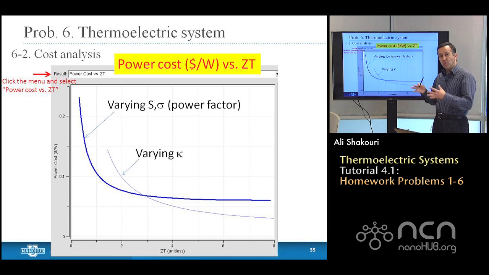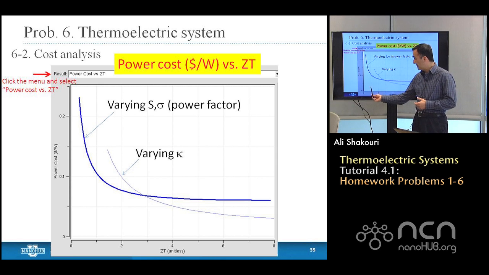Why? Because we assume a constant cost. In this case, I assumed $500 per kilogram. When you improve ZT by lowering the thermal conductivity, automatically you also need a lower amount of material to do thermal impedance matching. As a result, this is better to lower the cost than improving the power factor. If you improve the power factor, you don't change the amount of thermoelectric material to get the thermal impedance matching. So that's an important conclusion.